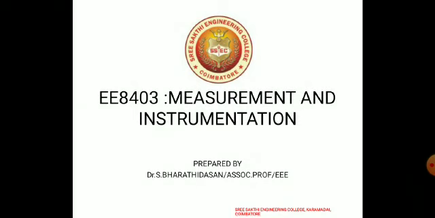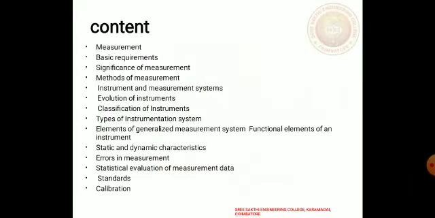Here, unit 1 is introduction, unit 2 is electrical and electronics instruments, unit 3 is comparison methods of measurements, unit 4 is storage and display devices, and unit 5 is transducer and data acquisition system. Now we discuss unit 1, introduction. In this unit we discuss functional elements of instruments, static and dynamic characteristics, errors in measurement, statistical evaluation of measurement data, and standard and calibration.